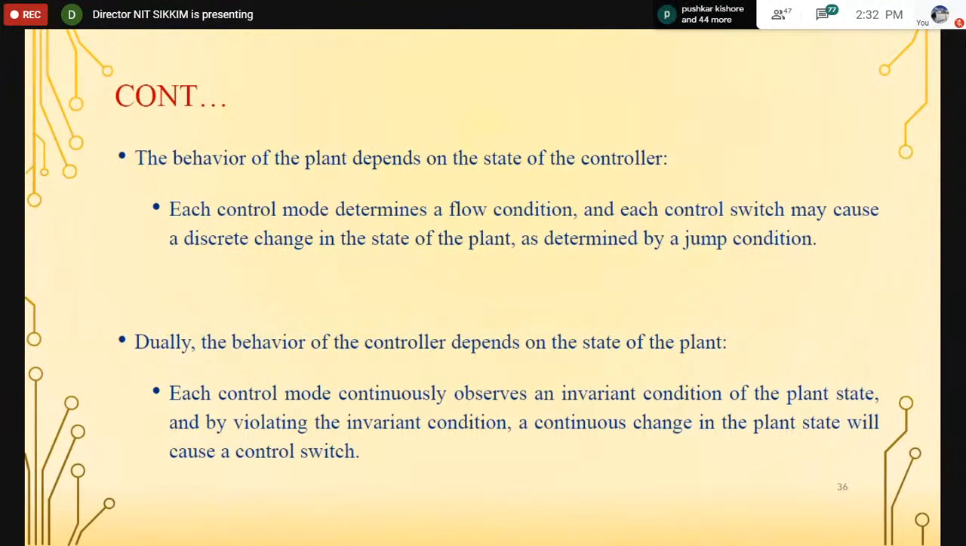So the behavior of the plant depends on the state of the controller. Each control mode determines a flow condition, and each control switch may cause a discrete change in the state of the plant, as determined by the jump condition. So when you move from one state to another, there has to be some condition for making the transition.